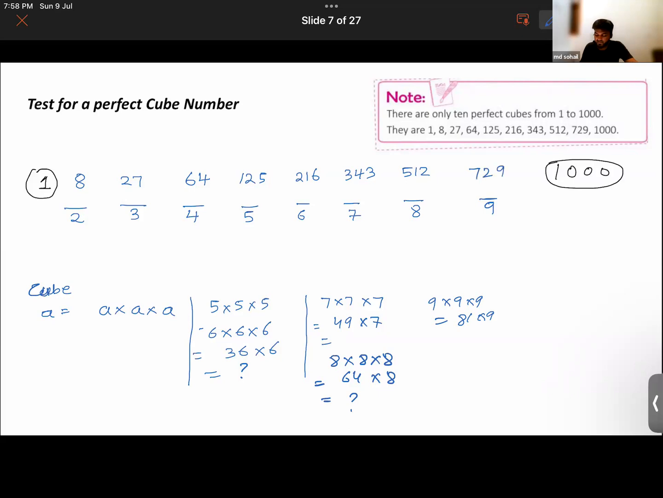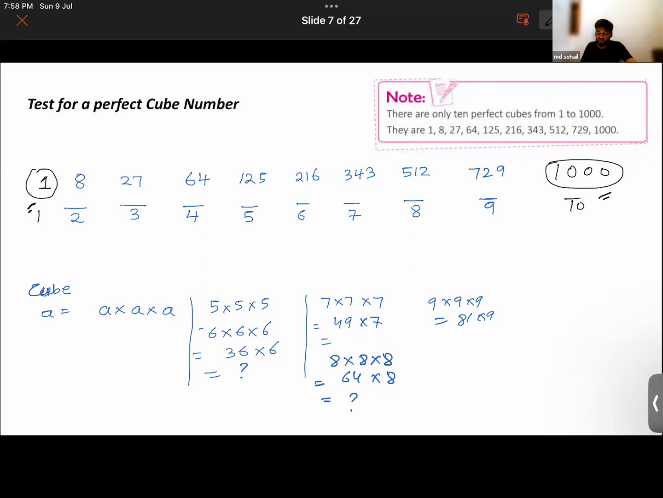And this number 1000 is the cube of 10, right? That is obvious here. So we can see these are the only perfect cubes that exist between 1 and 1000, right? In fact, 1 and 1000 are also perfect cubes, so we can include them as well. So far everything's clear.